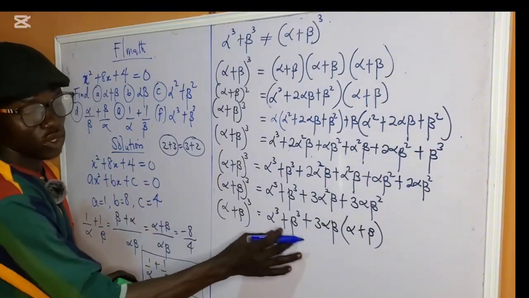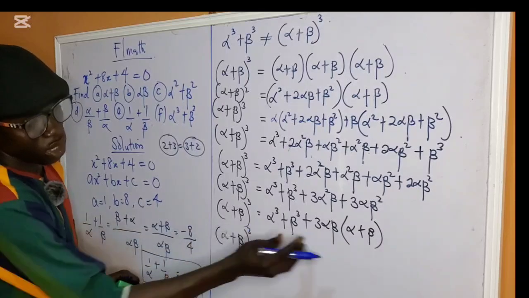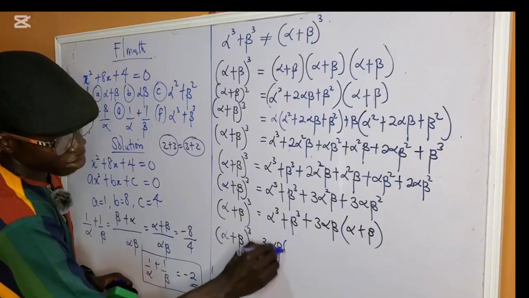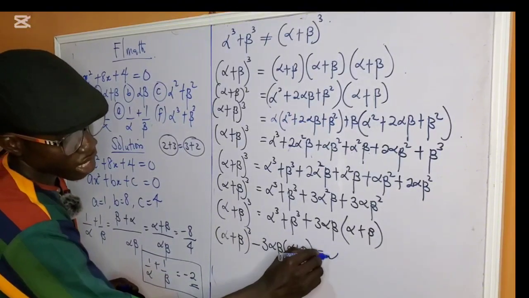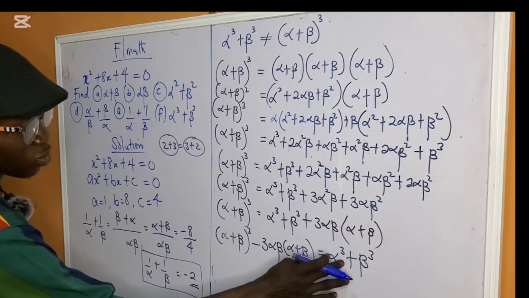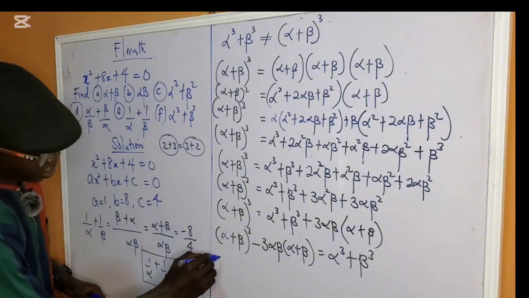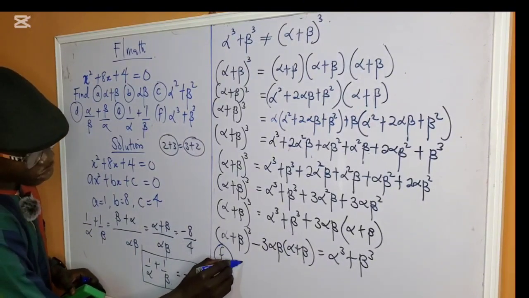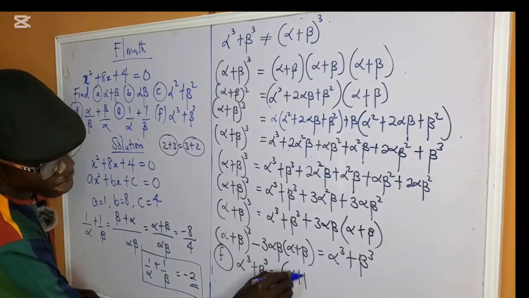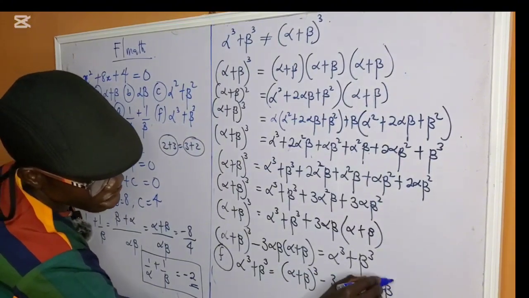So the next thing is to isolate this. So alpha plus beta cubed. Then I'll take this to the other side. 3 alpha beta bracket alpha plus beta equals alpha cube plus beta cube. So we've gotten our alpha cube plus beta cube. So back to this, that's F. It has to do with alpha cube plus beta cube. So that will give us alpha plus beta cubed minus 3 alpha beta bracket alpha plus beta.